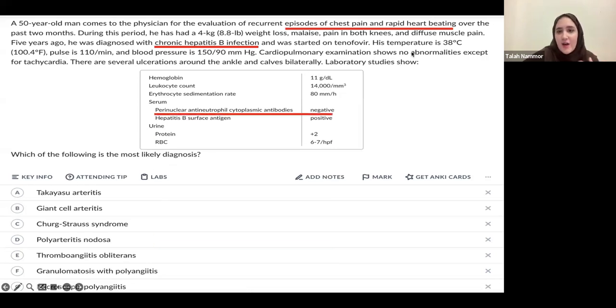His vitals are normal, and there are no other abnormalities. And you can see severe ulcerations on the ankles and calves. If we look at the labs, we can see that the P-ANCA was negative. So what do you guys think is the diagnosis? It's a vasculitis that is very common with hepatitis B. And the P-ANCA is negative, so it's not P-ANCA positive. What do you guys think?